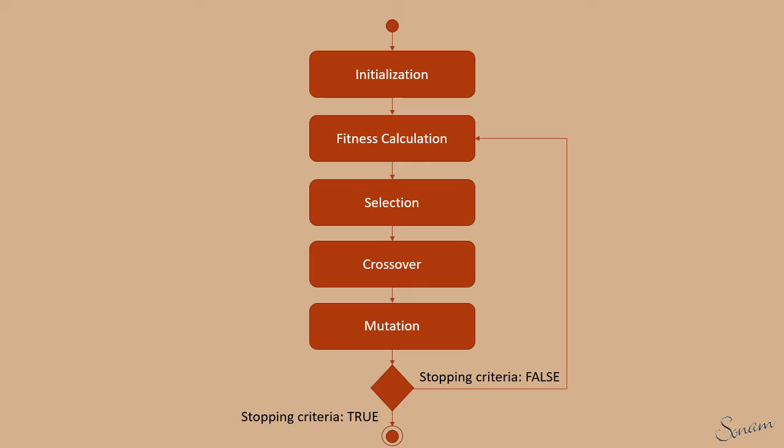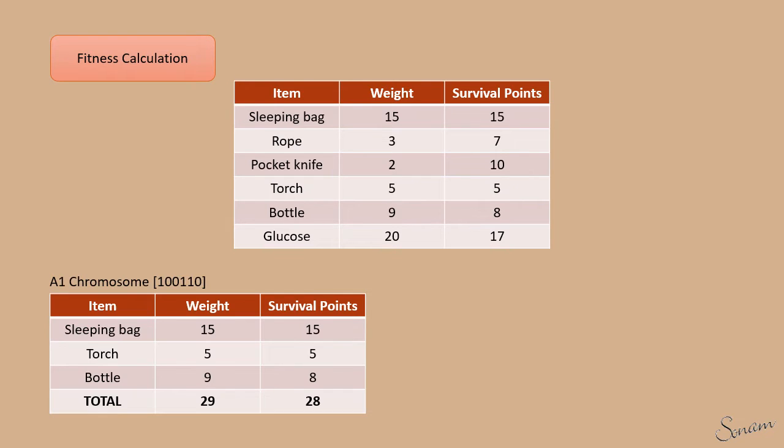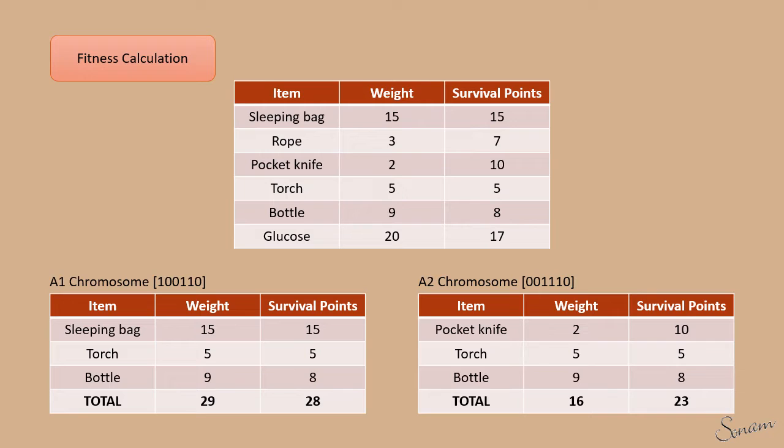The next step in genetic algorithm is fitness calculation. Based on the table in our knapsack problem, let us calculate fitness points for our first 2 chromosomes. For A1 chromosome, the total weight would be 29 kilos and survival points would be 28. For A2 chromosome, the total weight would be 16 kilos and survival points would be 23. So, for this problem, our chromosome will be considered as more fit when it contains more survival points. Therefore, chromosome 1 is more fit than chromosome 2.